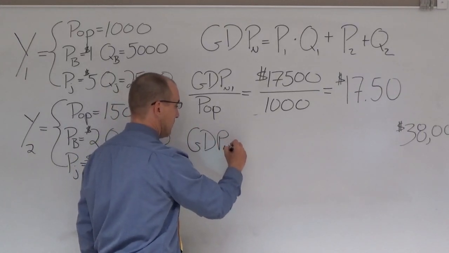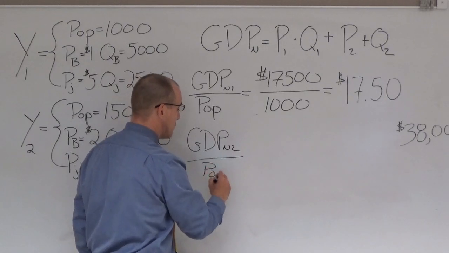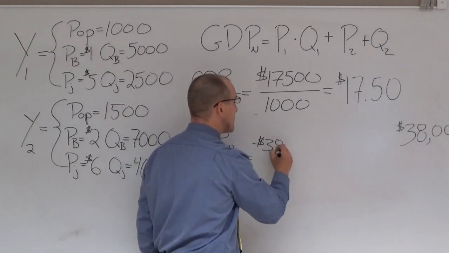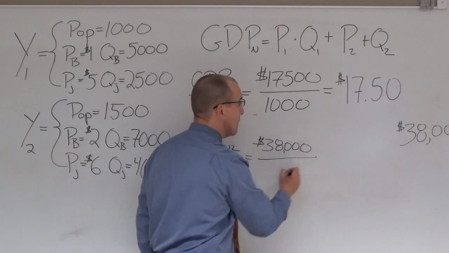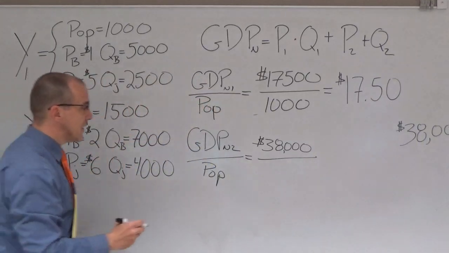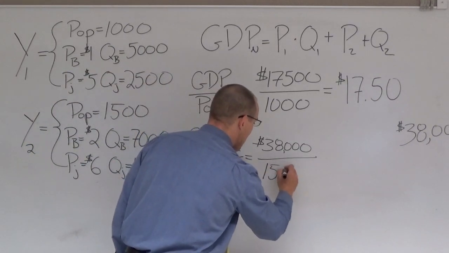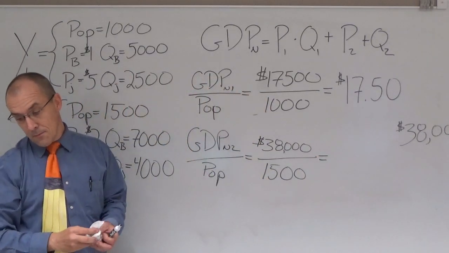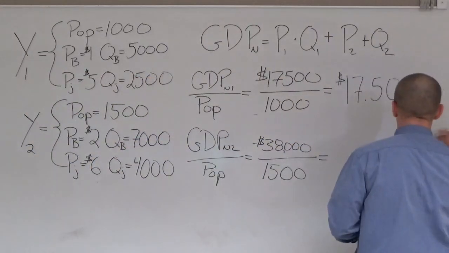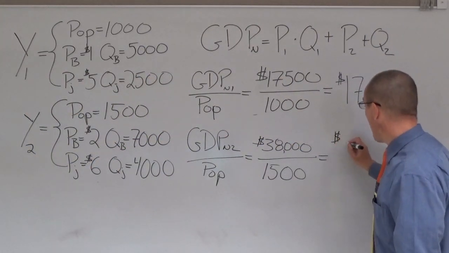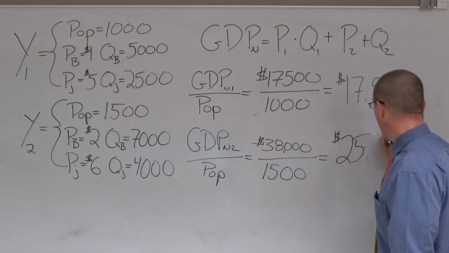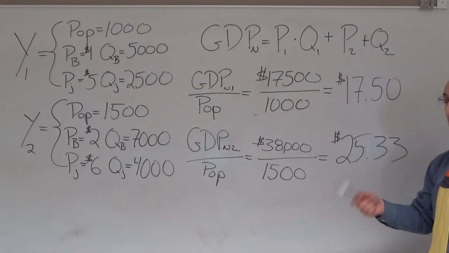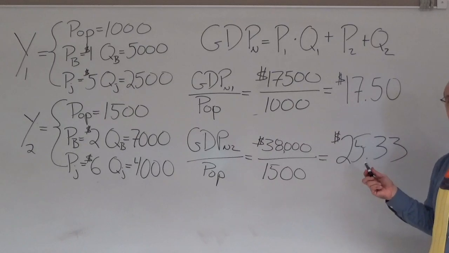GDP nominal year 2 divided by the population would be 38,000 divided by population, now 1,500, right? And if I do this, my new GDP per capita is $25.33. Clearly, at the nominal level of GDP, people are better off in this country.